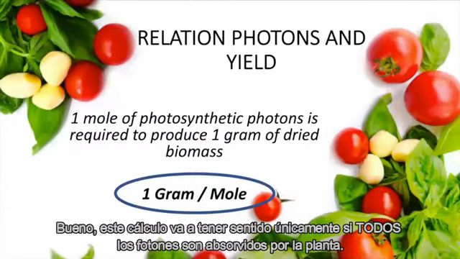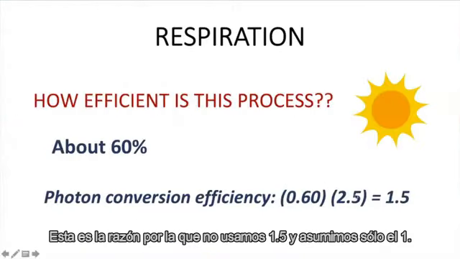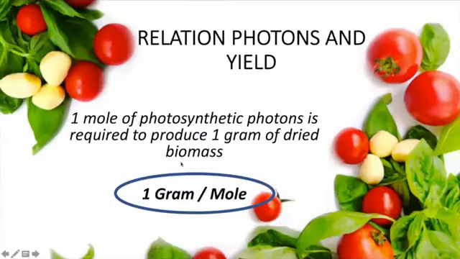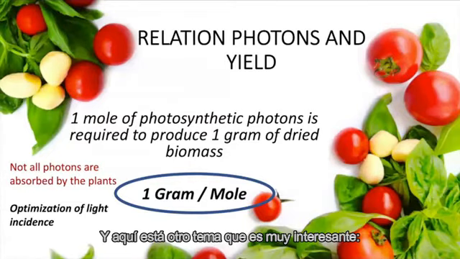Well, this calculation will make sense only if all the photons were absorbed by the plant. So this is why we don't use 1.5 and we assume just 1, because it's really hard to get all those photons into our plants. And here is another topic that is really interesting.